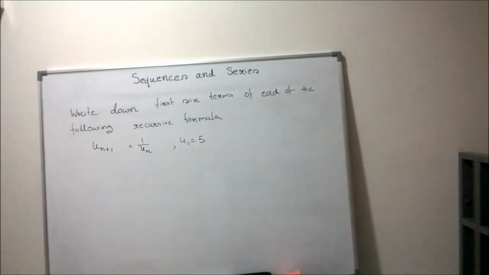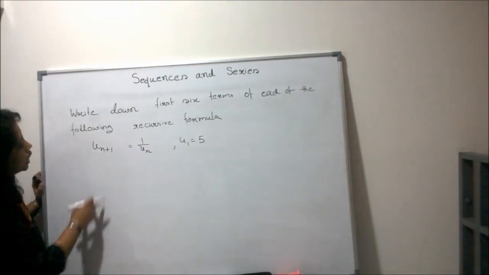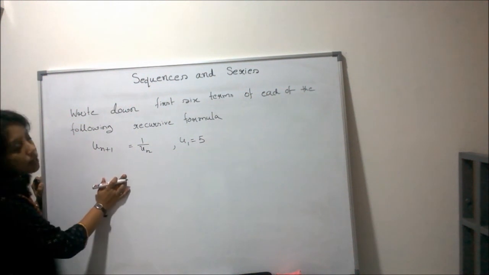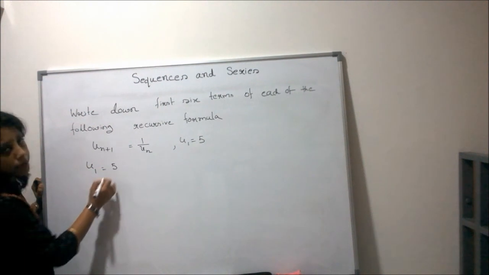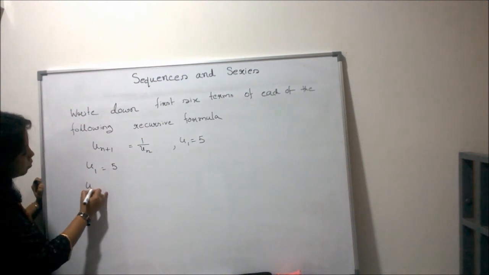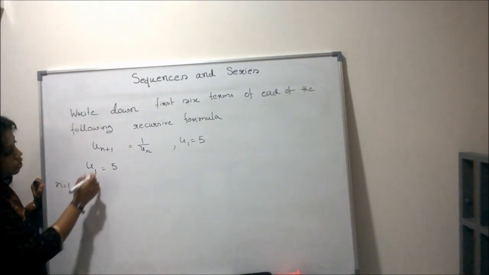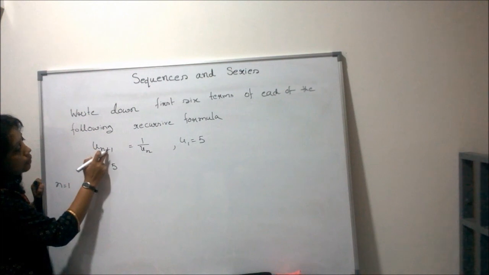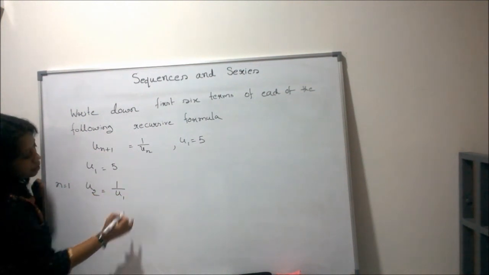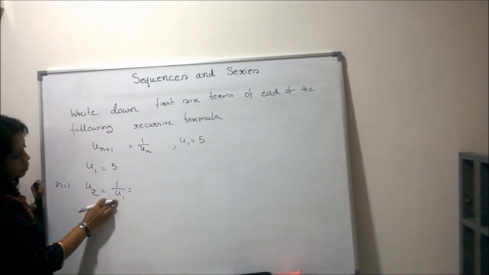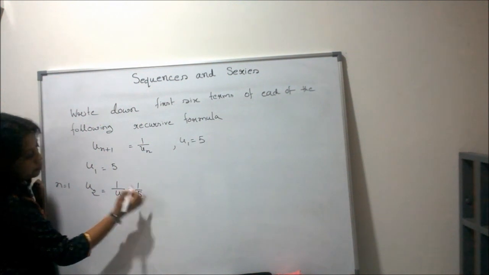Okay. The next problem of a similar category is u(n+1) equal to 1 by u(n) is given. The first term is u1 is equal to 5. For the second term we take n is equal to 1. So u2 is 1 by u1. We put the value of u1, that is 5. So that is 1 by 5.